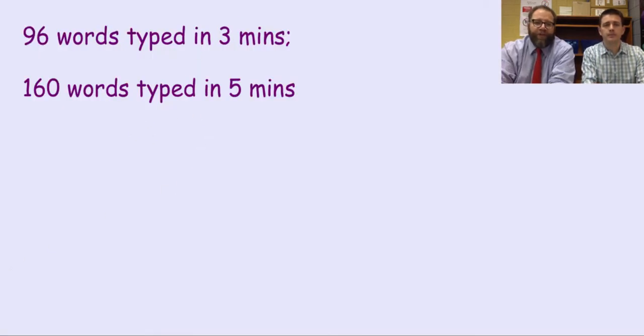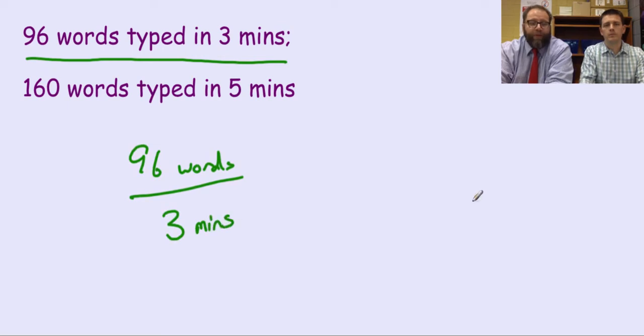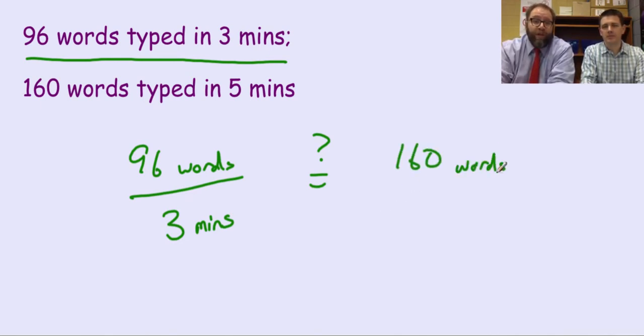So here's our first example, and probably setup is the most important key here. So let's set them up as two fractions. We'll have 96 words over 3 minutes. And we'll set that equal to, with a question mark, 160 words over 5 minutes. So we're keeping our units matched in the numerator and denominator, words to words, minutes to minutes.